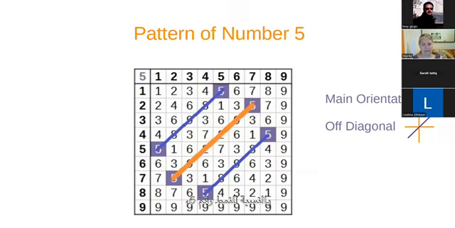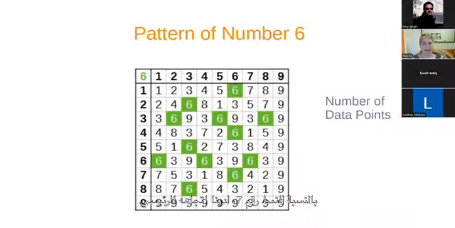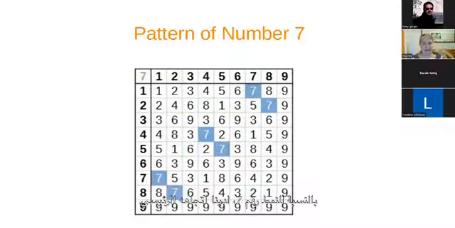For pattern 6, and is along the off diagonal. For pattern number 7, for its main orientation. Pattern number 8, the data points number is 6, and the main orientation is off diagonal.